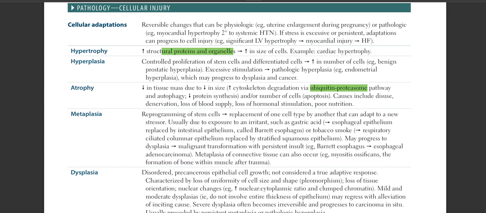Now, if you don't want inflammation, if you don't want pathology, then apoptosis. It's natural and it's programmed. In gangrene, is it necrosis? Yes, gangrene is necrosis. So it's gangrenous necrosis. Okay, thank you. No problem.